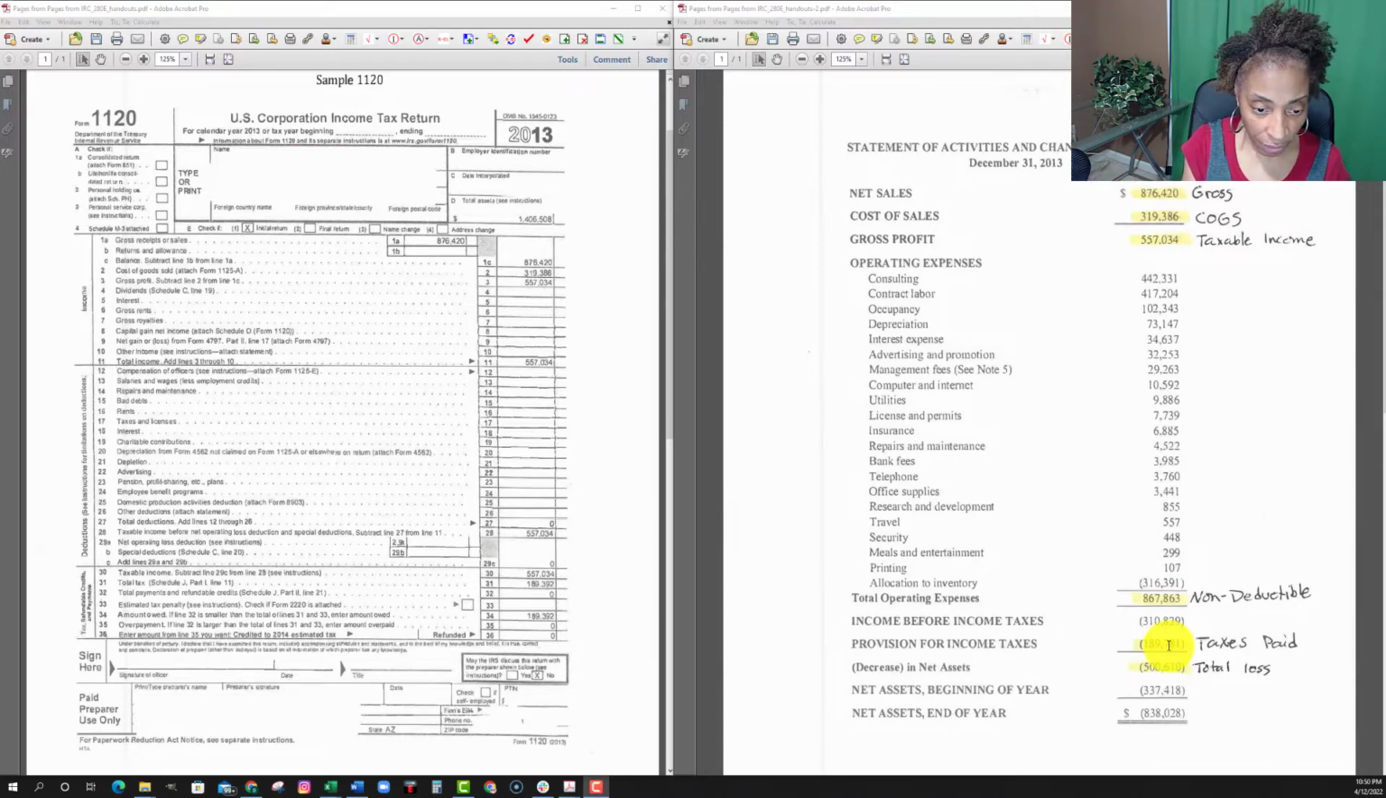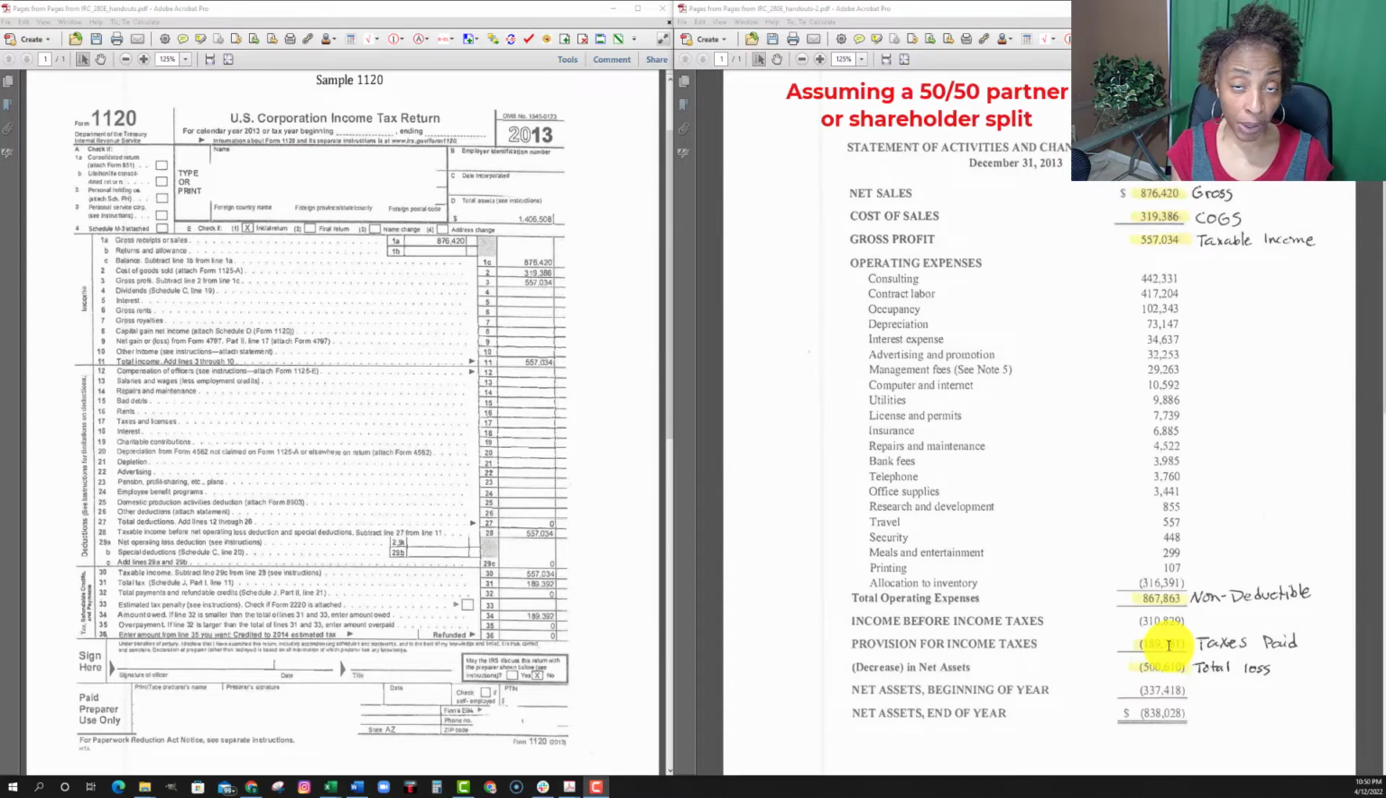So if we take $557.34 divided by 2, that means that you and your partner, if you're a partnership, or you and the shareholders of an S corporation are going to receive a K-1 saying that they had income of $278,000. That is what the K-1 is going to show on paper.